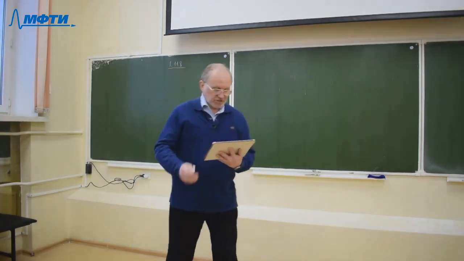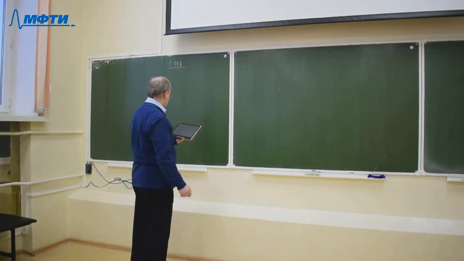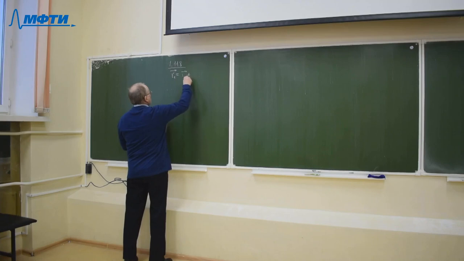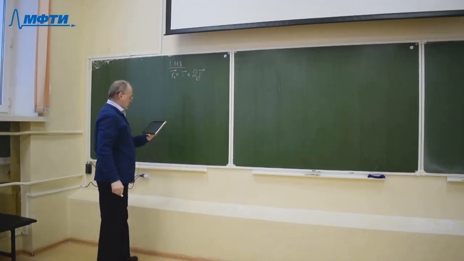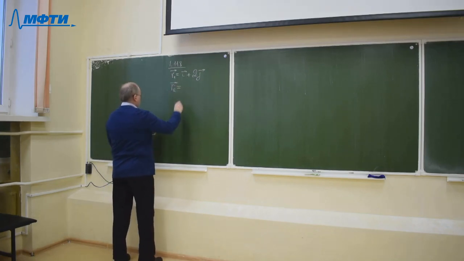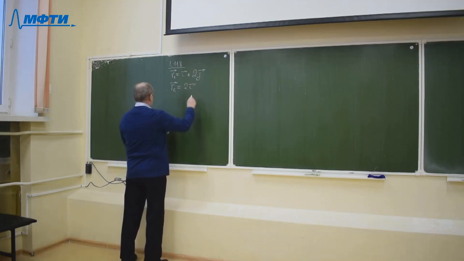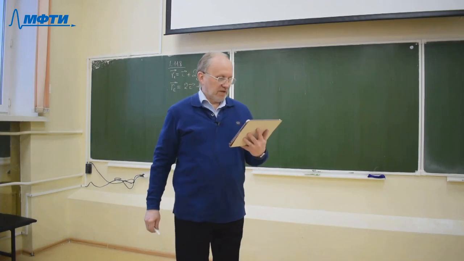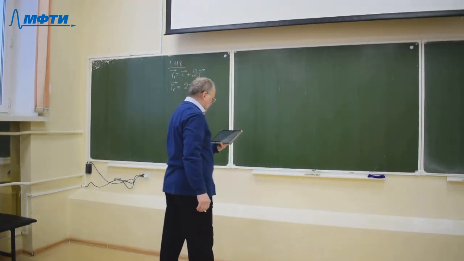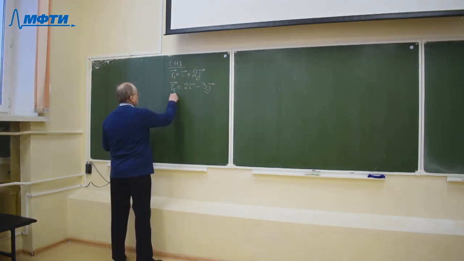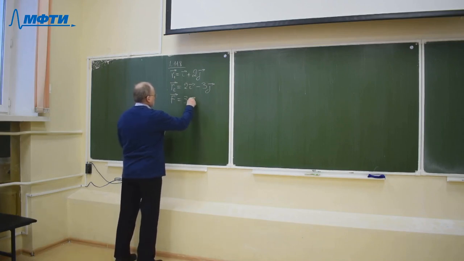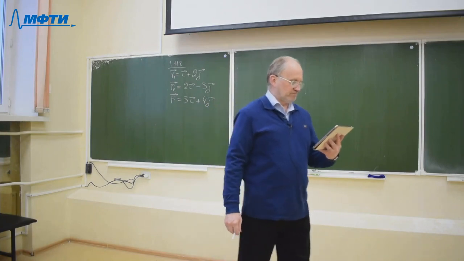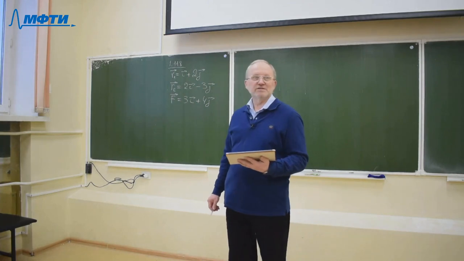Problem 118 from Irodov. A particle has shifted along some trajectory in the plane xy from point 1 with radius vector i plus 2j to point 2, characterized by radius vector R2, which is given as 2i minus 3j. During that time, the particle was acted upon by a certain force, which is given. The vector of force is 3i plus 4j. Find the work performed by the force F if all the coefficients are given in the international system.